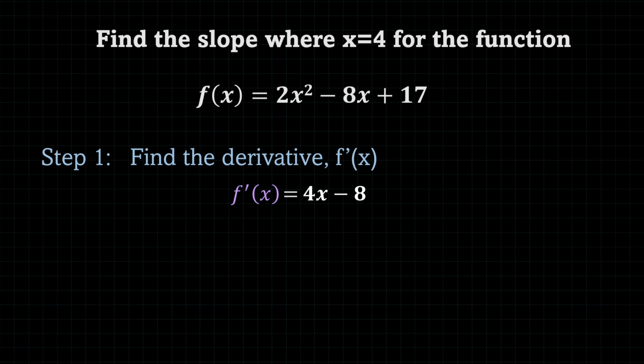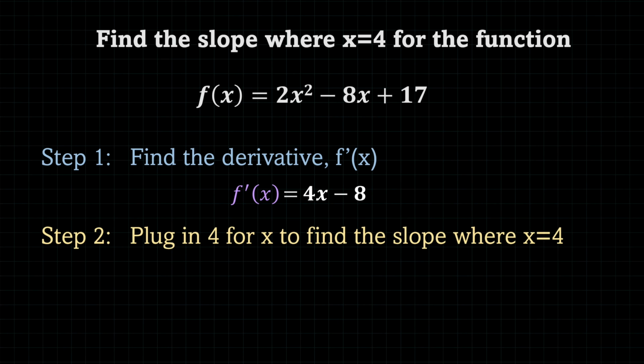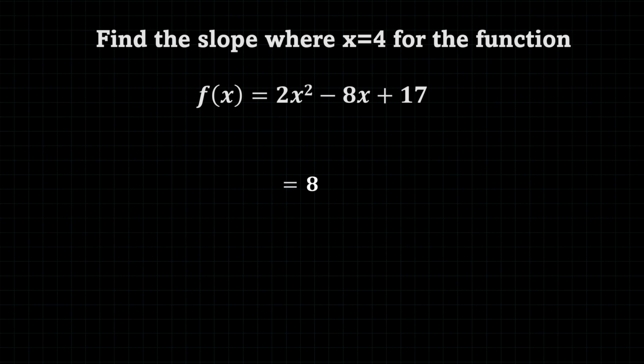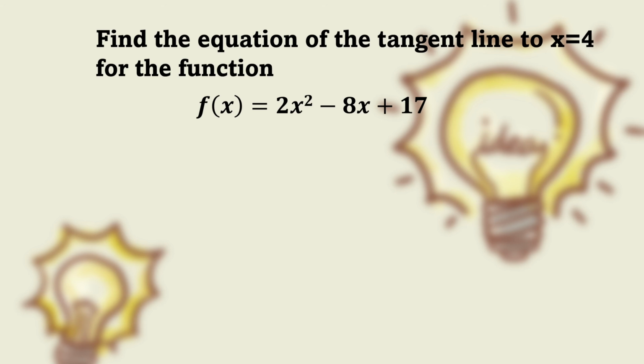Once we have the derivative, we're able to plug in our x value into the derivative to figure out the slope of the tangent line at that exact point. So by plugging in 4 into my derivative function, you see I get the answer of 8. That means the slope where my x value is 4 is 8. This is a common question that you're likely to see when you're doing this chapter.